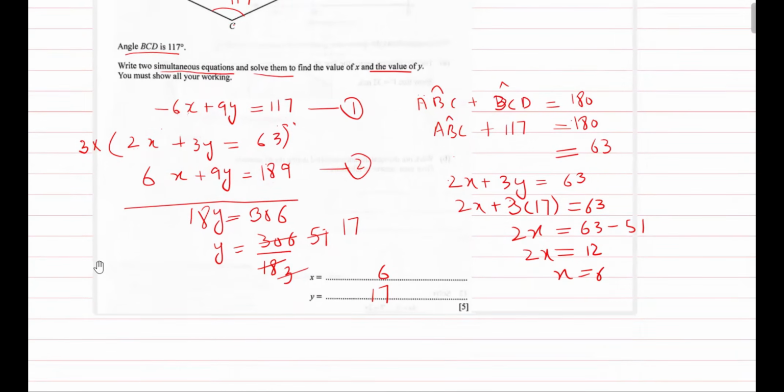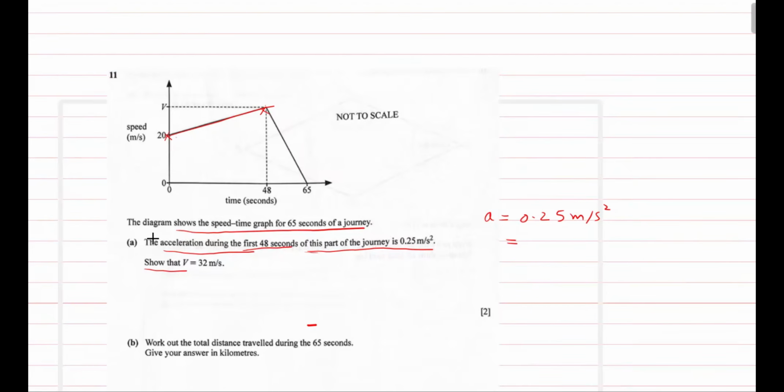This is the answer. Question 11. The diagram shows a speed time graph for 65 seconds of a journey. Acceleration for 48 seconds is 0.25. Show that v is equal to 32 meters per second. Look here, the acceleration is 0.25 meters per second squared.